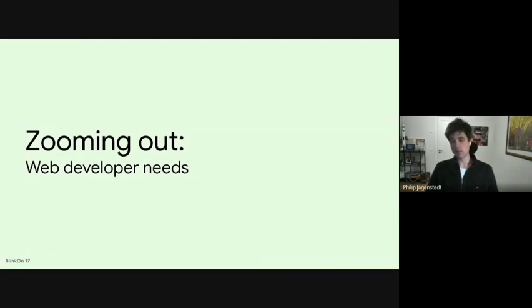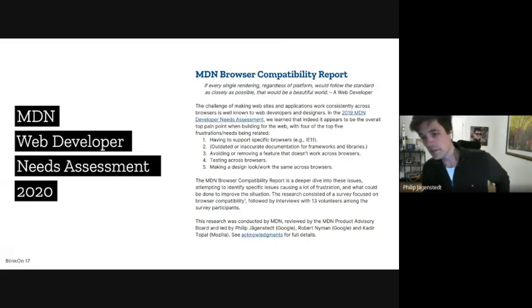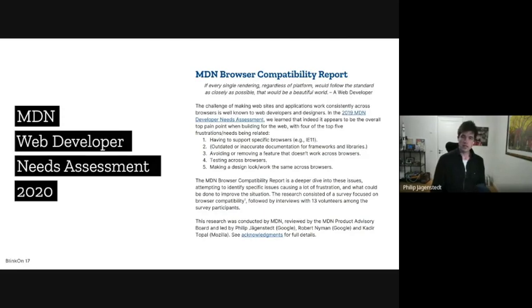So about web developer needs. How do we know what web developers want? Well, one way that we've been doing it for a long time is by just asking them in surveys and interviews. This workstream goes back to, I would say, the first MDN web developer needs assessment survey that happened in 2019. It was the biggest web developer survey at that time. Then there was a follow-up to that in 2020 called the browser compatibility report.